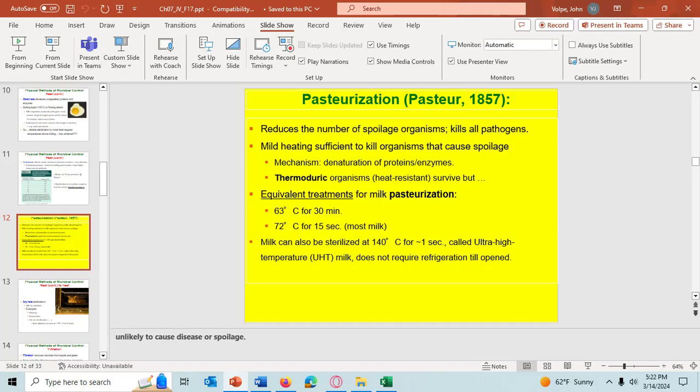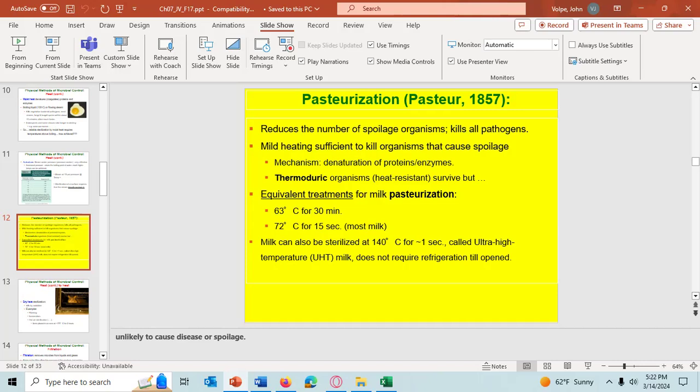Pasteurization is done in one of two ways. You can apply 63 degrees Celsius heat for 30 minutes, or you can apply 72 degrees Celsius heat for 15 seconds. Most milk today uses the second, 72 degrees Celsius for 15 seconds. Any question about any of that?